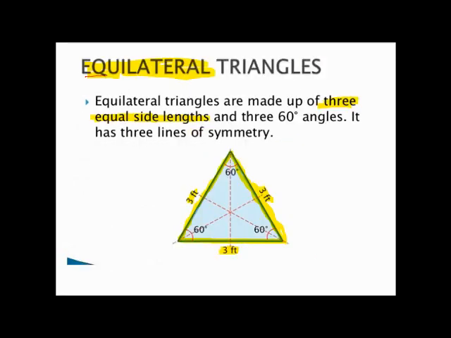So here the first one is the equilateral triangle. Equi means equal, so all three sides will be of equal lengths. So here we have 3 feet.